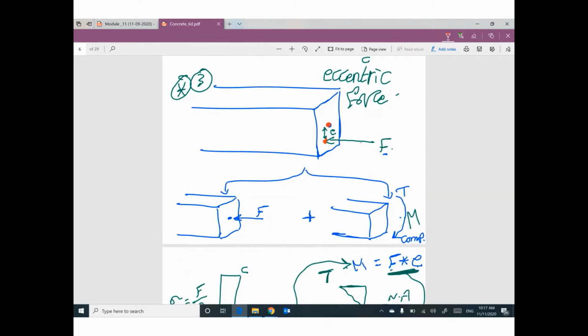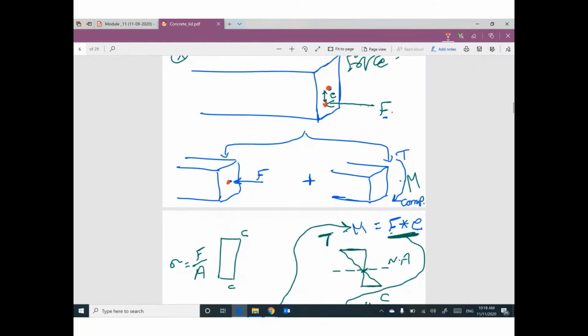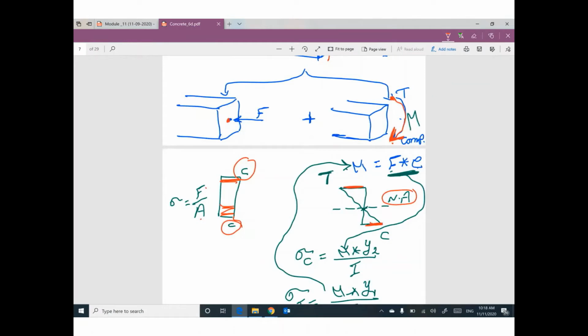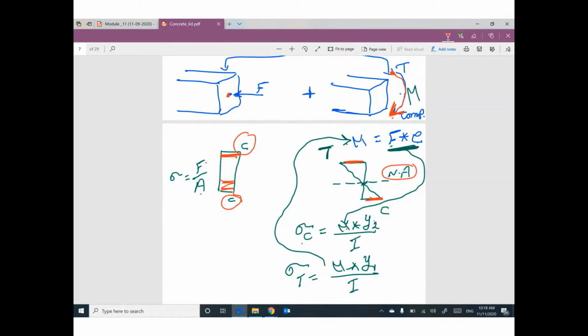In this case, we have two effects. The first effect, I move this force to the centroid to be concentric, so we have a uniform stress, with the value F divided by area, compression. Plus, because this force is moved to the centroid, I have to multiply this force by e to make a moment. This moment will make compression at the original location of the force, so we have compression at the bottom, tension at the top, and a neutral axis in between. To figure out the value of these stresses, we use the original expression, sigma equals My over I, with y based on the distance to the top or the bottom fiber.